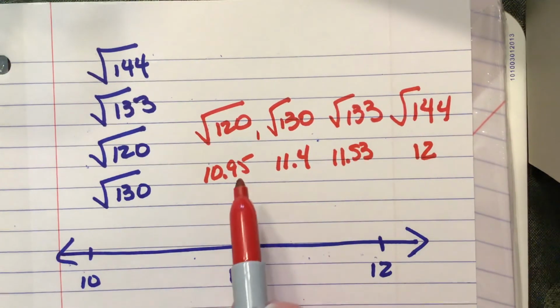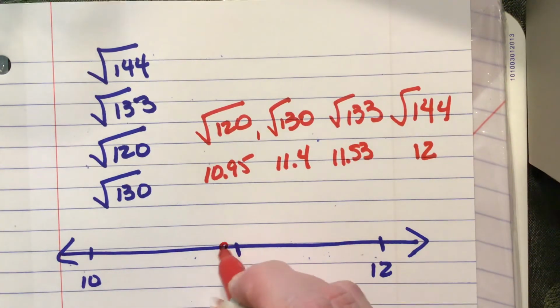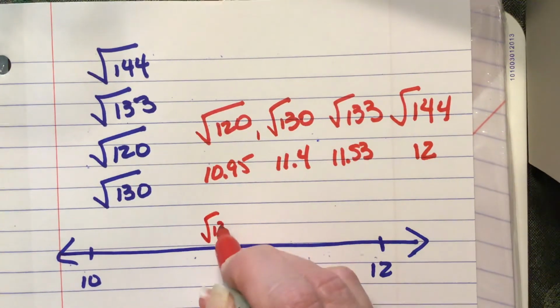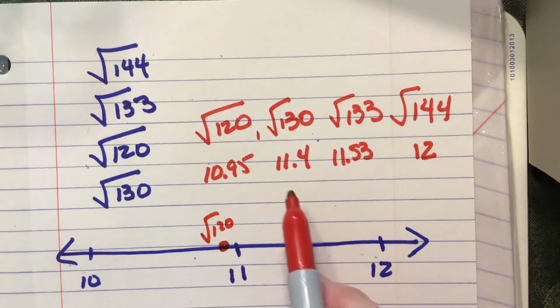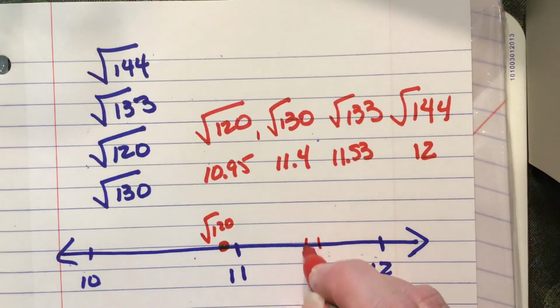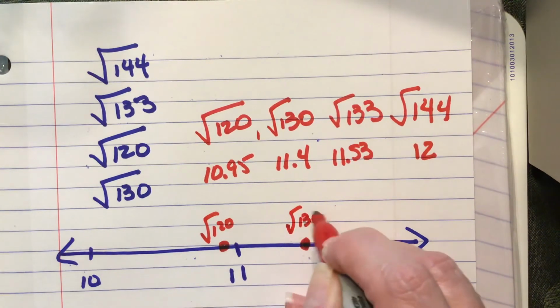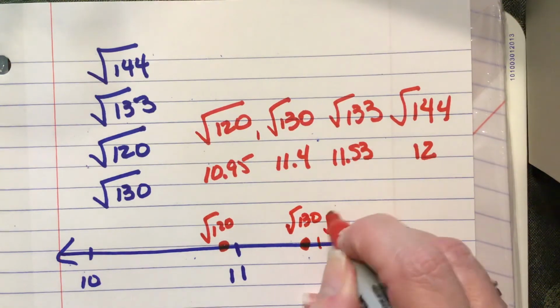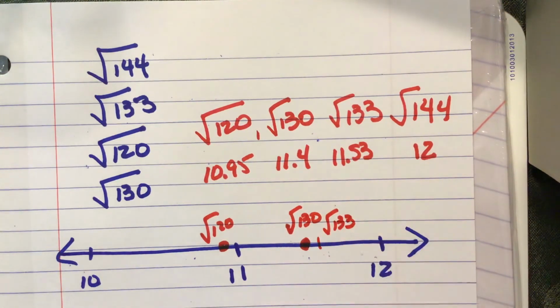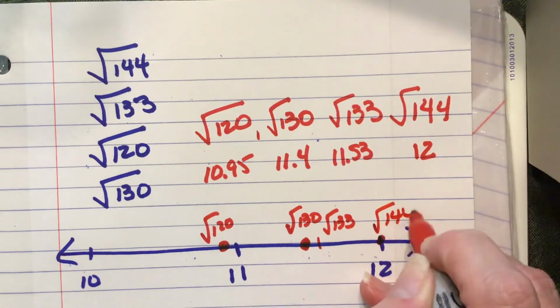So first one, 10.95, well, that's a little bit before 11, so I'm going to put it right here, the square root of 120. And then I have 11.4 and 11.53, so I'm going to say that right here would be the square root of 130, and a little bit bigger than that would be the square root of 133. And then my last one would be 12, which is the square root of 144.